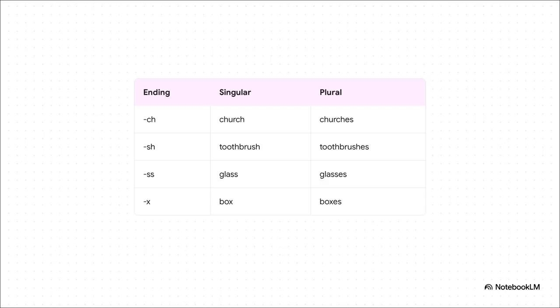And on this slide, you can actually hear the rule working. Just say them out loud. Church becomes churches. Glass becomes glasses. Box becomes boxes. That little ES acts like a bridge, connecting the end of the word to the plural sound and making it all flow together.